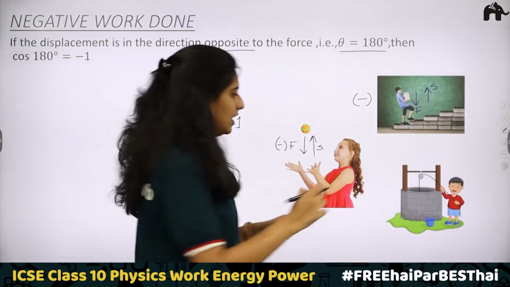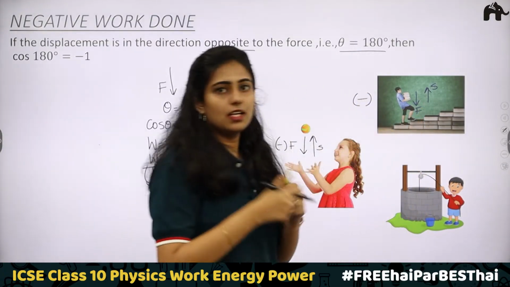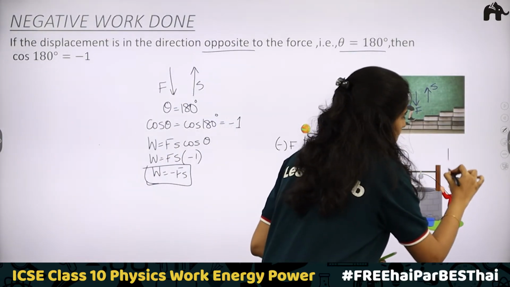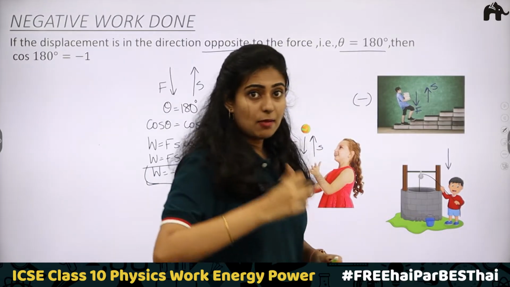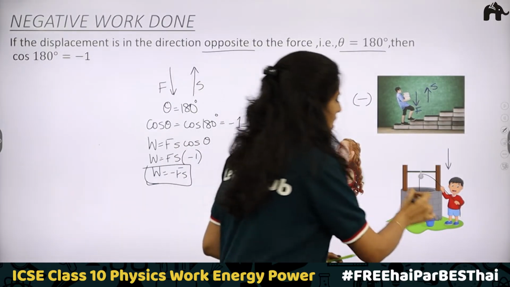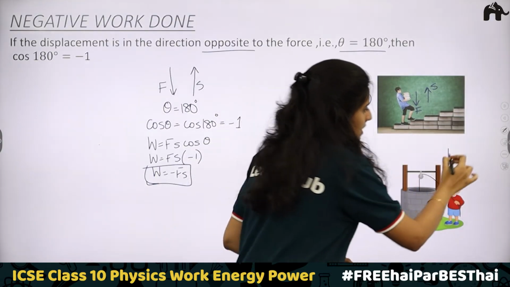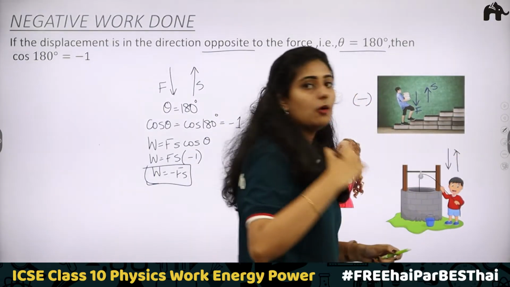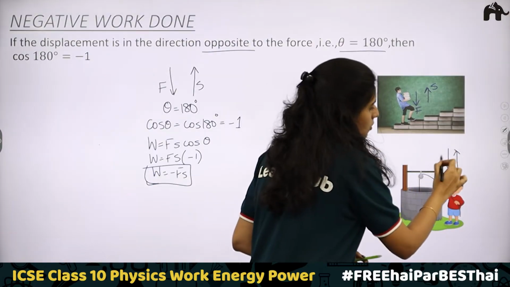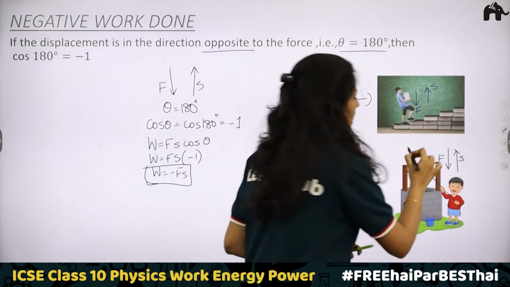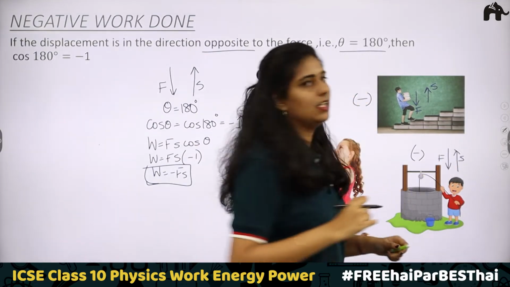Take this case. Here the boy is pulling the rope. In which direction is he applying force? He is applying force in the downward direction. When he applies a force in the downward direction, the bucket will be rising, right? The bucket will be rising. That is, displacement of the bucket is in the opposite direction. Again, force and displacement are at an angle of 180 degrees. They are in opposite directions. Therefore, the work done will be negative work done.